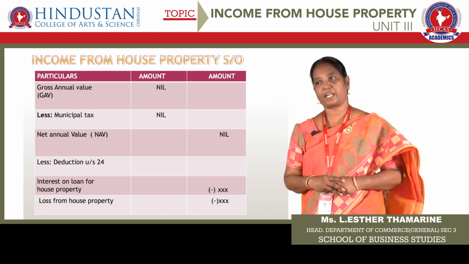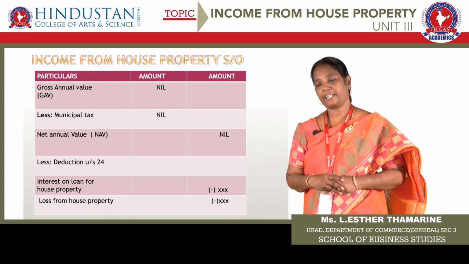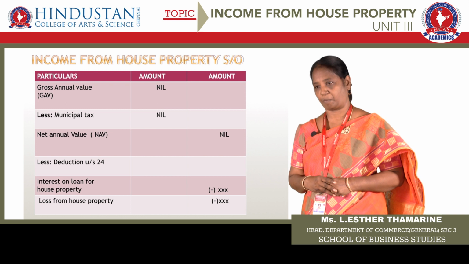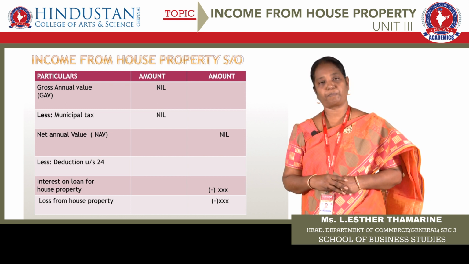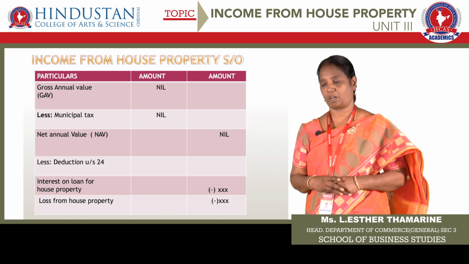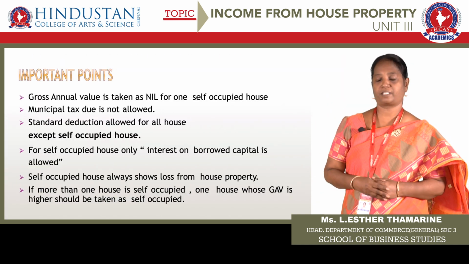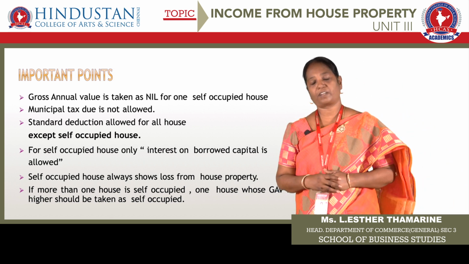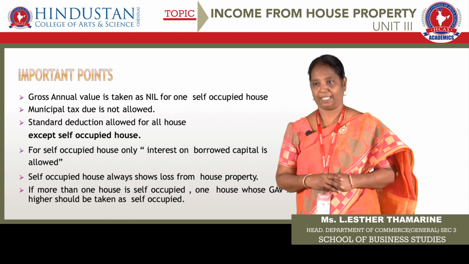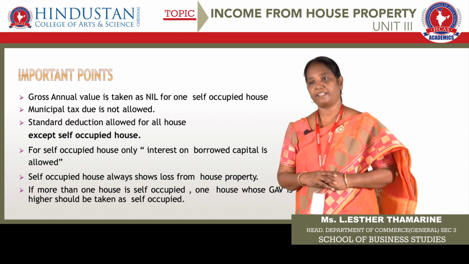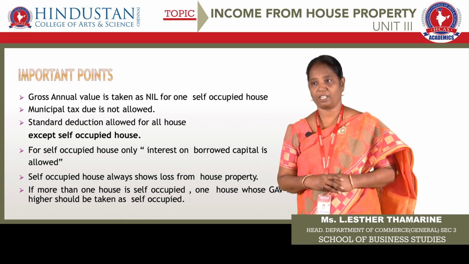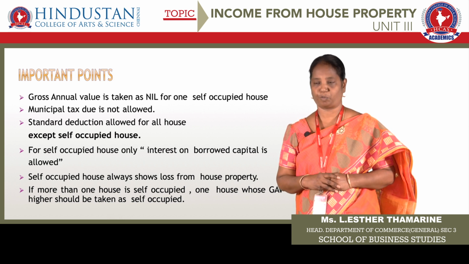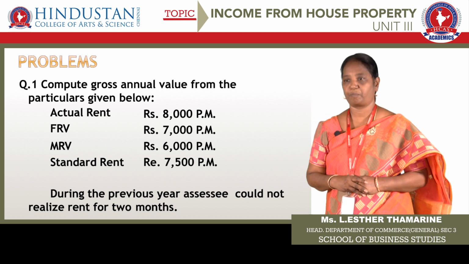But this self-occupied house has the eligibility to get deduction under section 24 only for the interest on loan for the house property. So the self-occupied house will always have a loss from the house property. There are certain important points we have to make clear before we work out the problems. For the self-occupied house, the gross annual value will be nil, and only the interest part you can claim for deduction, and always the self-occupied house has a loss from the house property. So let us have one problem.